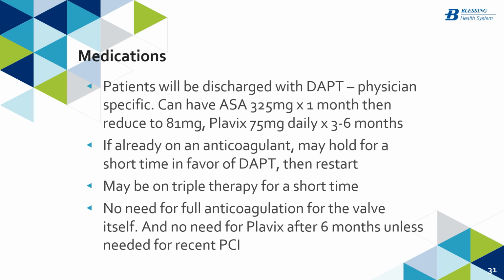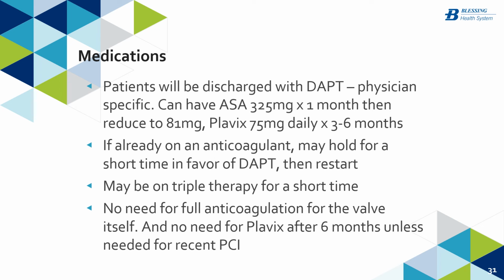Typically their medication regimen won't change too much unless we've had to adjust blood pressure medications. The changes that we tell them ahead of time will happen. They need to be on dual antiplatelet therapy for the valve. So it is physician specific how they like to do it. You may see aspirin 325 daily for 1 month, and then we'll reduce it to 81 milligrams at their 1 month visit. They will be on Plavix 75 milligrams daily for 3 to 6 months.